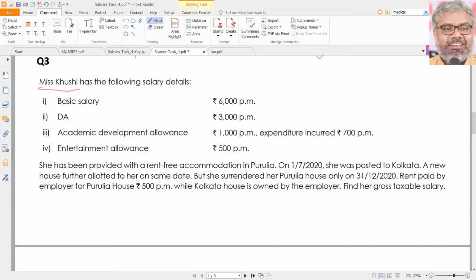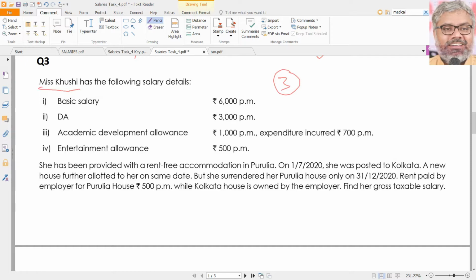So when the employee is transferred from one place to another place, two houses are there at the same time, then up to a period of 3 months or 90 days, one of the houses only will be a taxable perquisite. Which one? The law did not tell. So naturally, which one do we have to take? Which is better for the assessee? Whichever is lower in value, that only we will take.